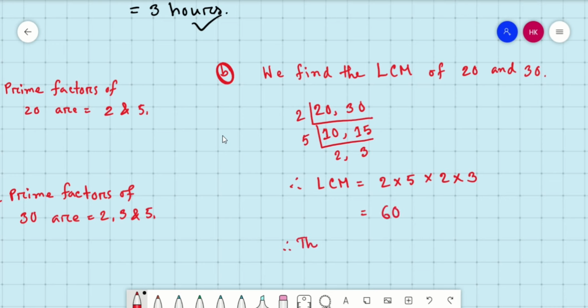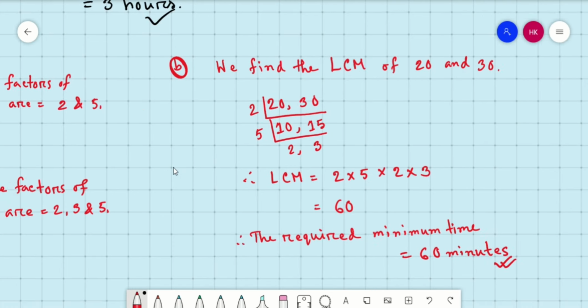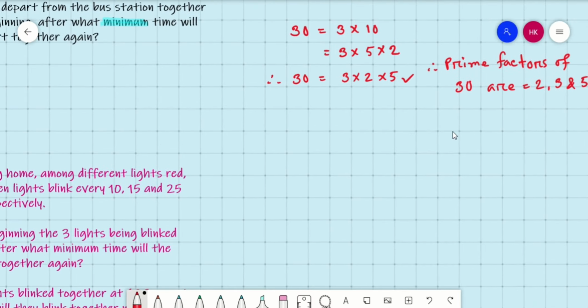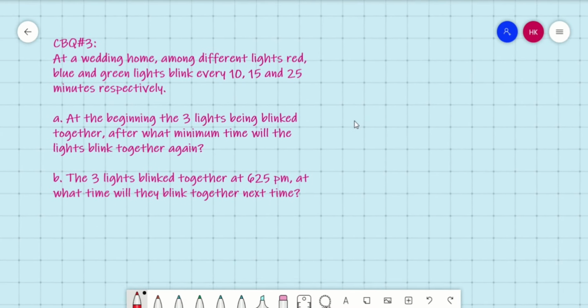Therefore the required minimum time is equal to 60 minutes, which completes our answer number B. Okay, I hope you understand this maths also. You have to practice a lot in your home. Now we move on to our next question, question number 3.